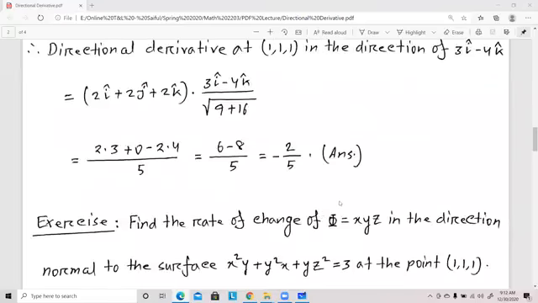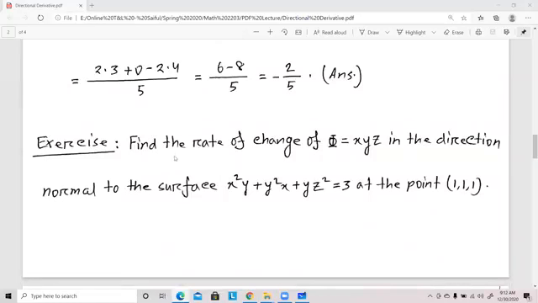Okay? Any question? Here is an exercise: find the rate of change of phi in the direction normal to the surface at the point 1, 1, 1.